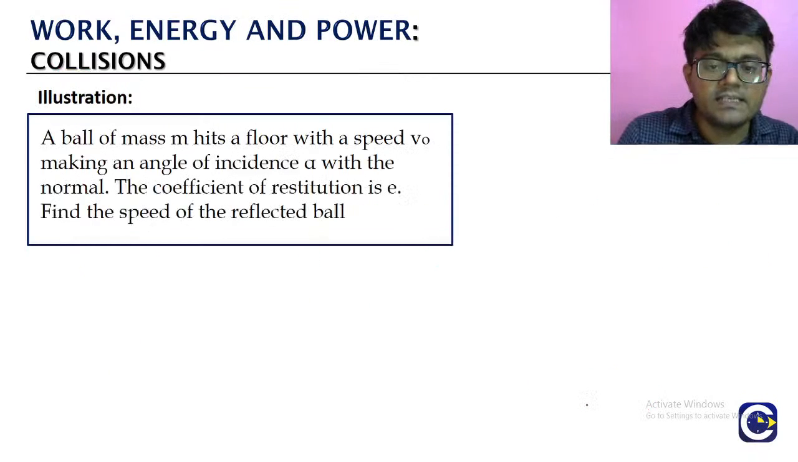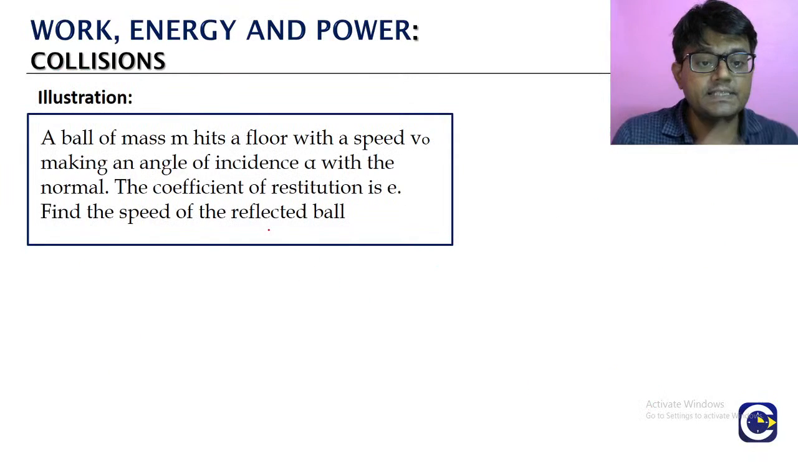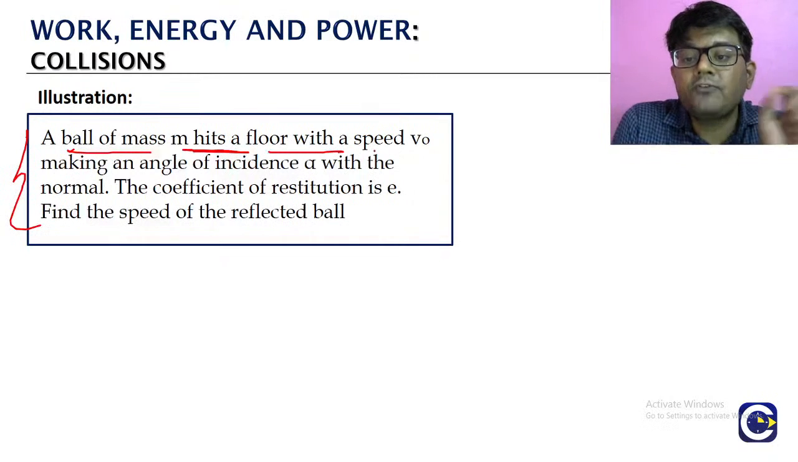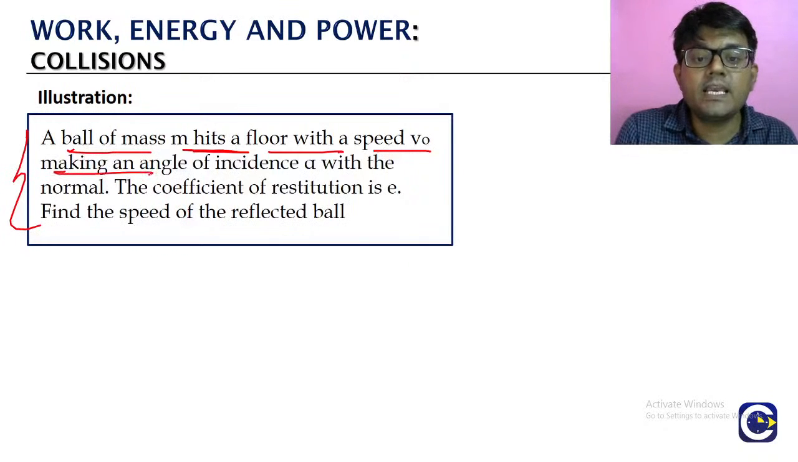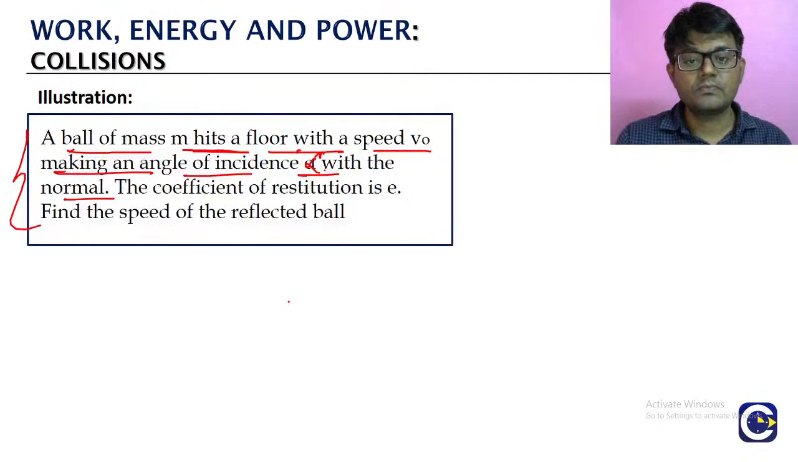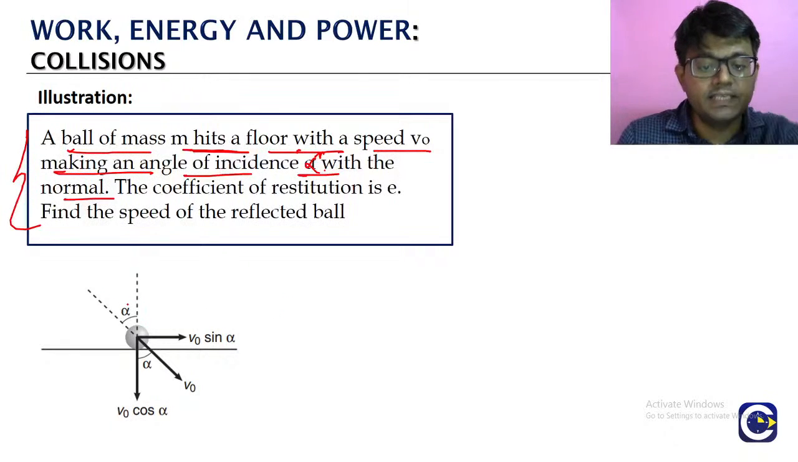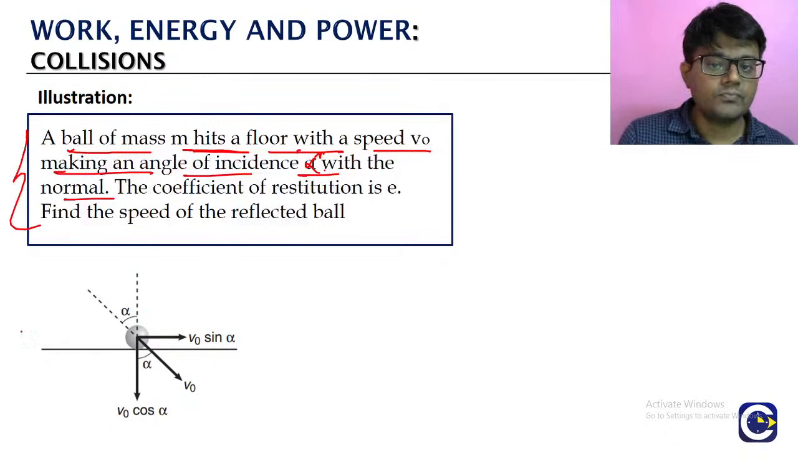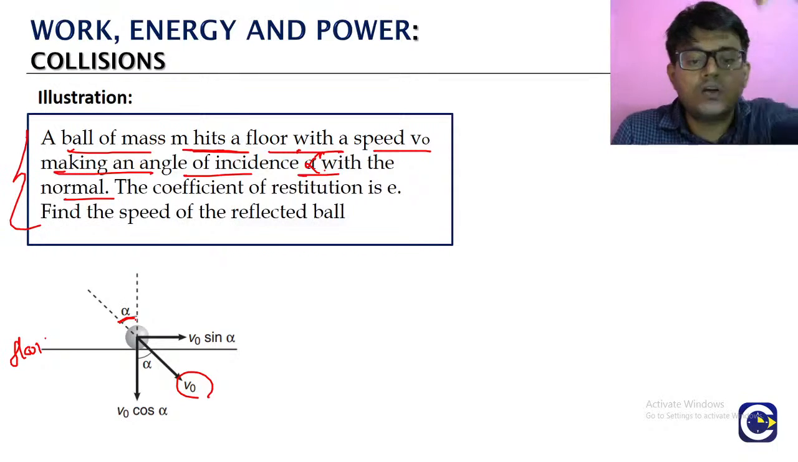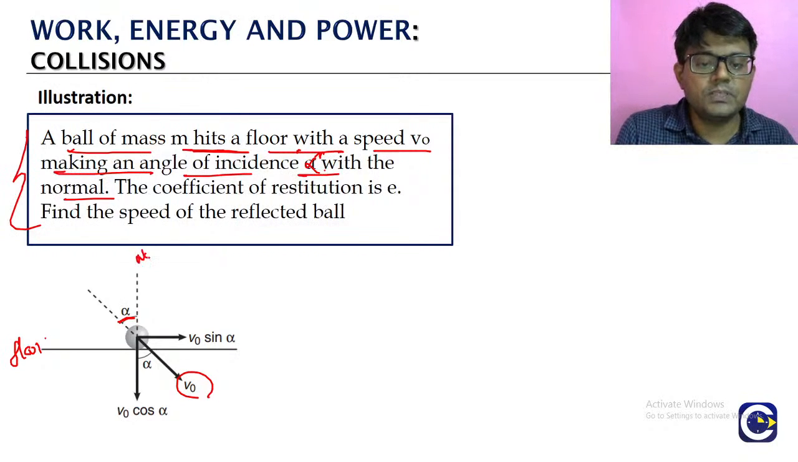So we will see some examples of what kind of questions can be asked. A ball of mass m hits the floor with a speed v0, making an angle of incidence alpha with the normal. This is alpha. So how is it hitting? This is the floor. It is hitting the floor with a velocity v0, making an angle alpha with the normal. This is our normal direction.